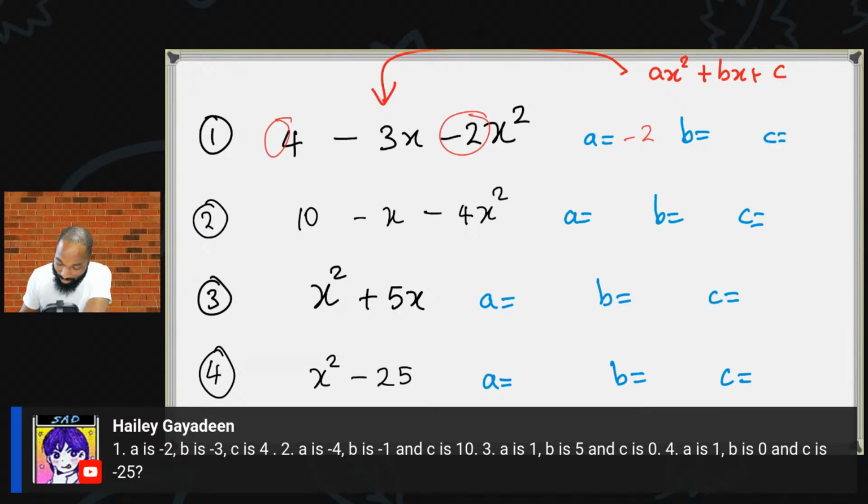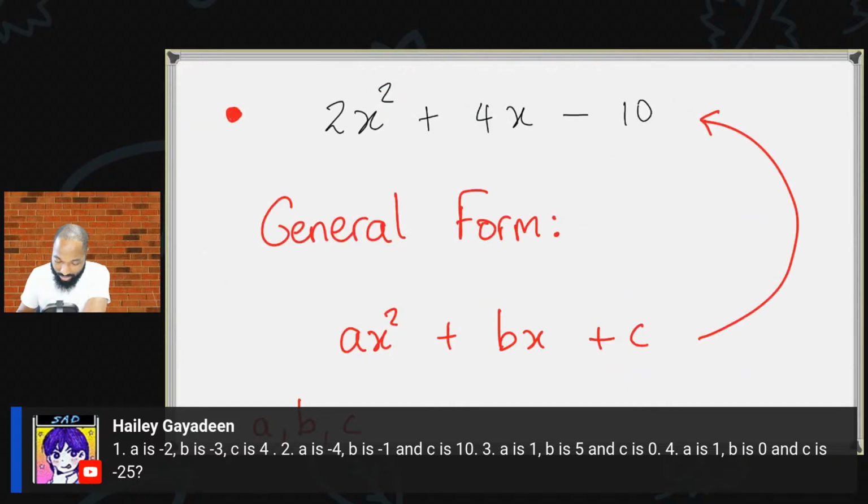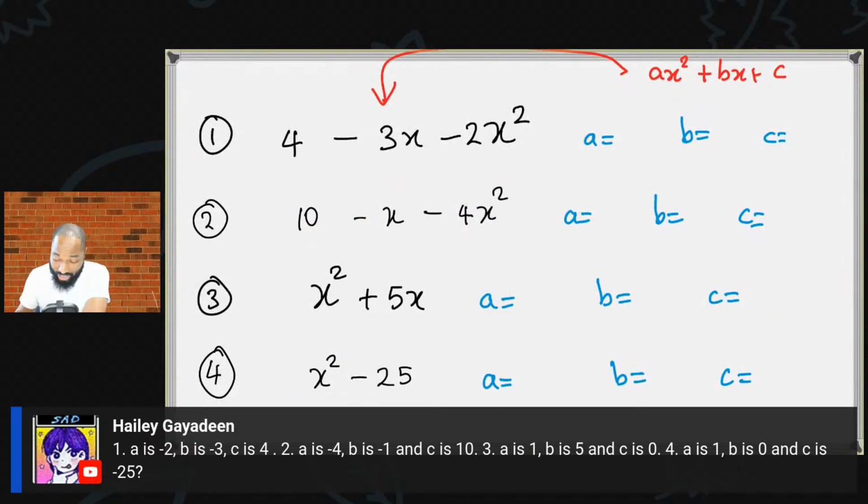Now you're looking for A here because A is like the first term here. But A doesn't have to be the first one, guys. A is actually the term attached to the x squared. So if the x squared decides to move here, A is still -2. Look out for that. B is the one in front of x, so B is -3 and C is 4. You all agree with that?